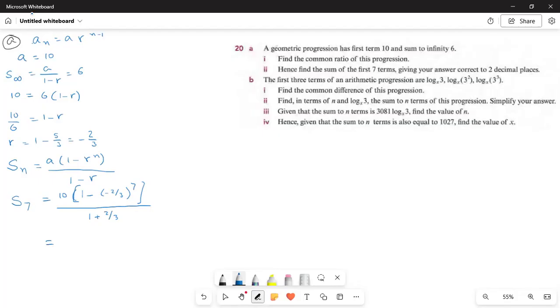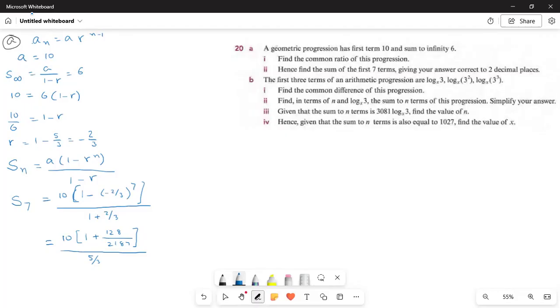Okay, so let's try to simplify. This is 10 and I have 1. When I use my calculator, this comes out to be 1 plus, it becomes plus because this is negative and the power is odd, so negative, negative, negative becomes positive. Okay, so 1 plus 128 divided by 2187, divided by 1 plus 2 by 3. This 1 plus 2 by 3 becomes 5 by 3.